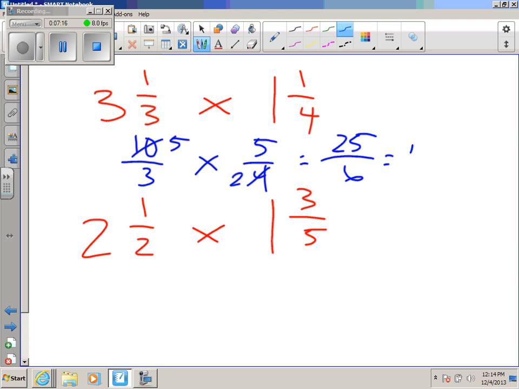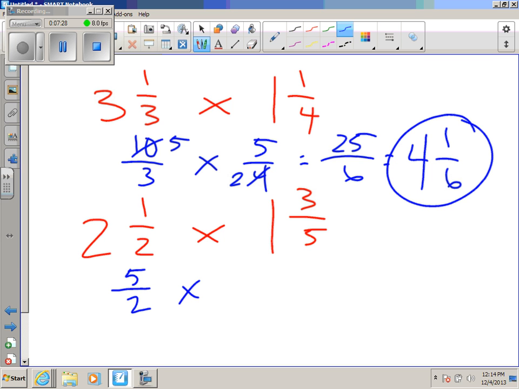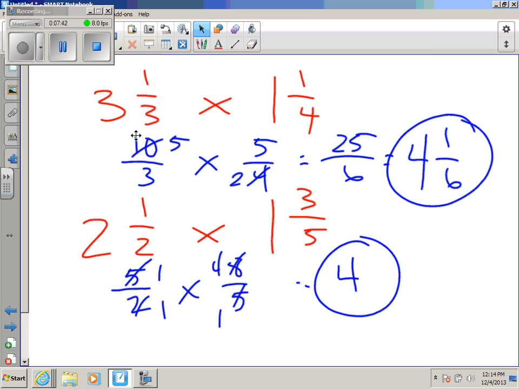4 and 1/6. 2 1/2 converts to 5/2, and 1 3/5 converts to 8/5. 5 and 5. 8 and 2 equals 4/1 is 4. Any issues? Any questions? Good to go?